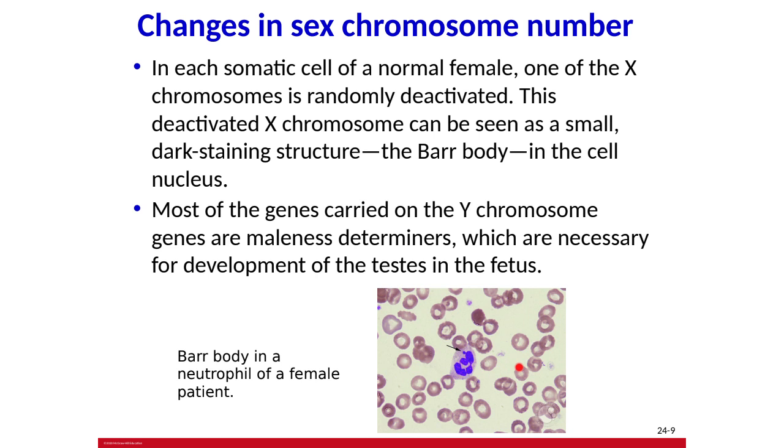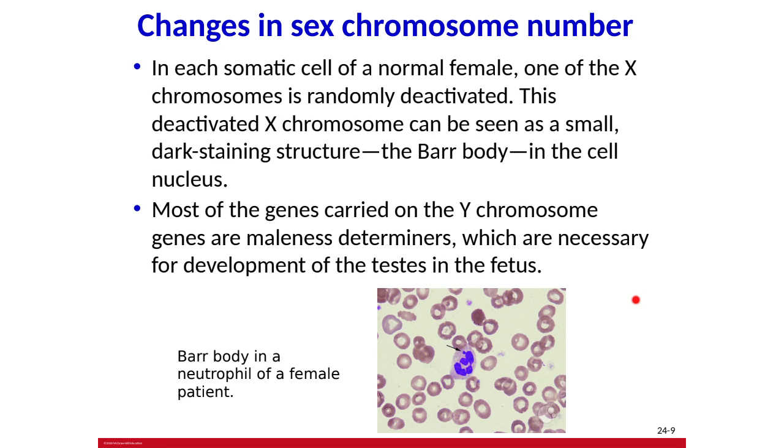So because one of a pair of X chromosomes is naturally deactivated anyway, that makes it a little less of a problem when you have a female with 3 X chromosomes. Well, the extra X chromosomes will actually become deactivated and become Barr bodies anyway. So you're left with just a single X chromosome. So that's why these individuals are able to live.